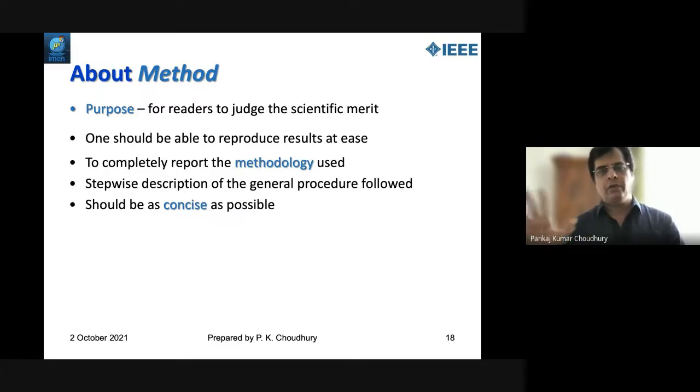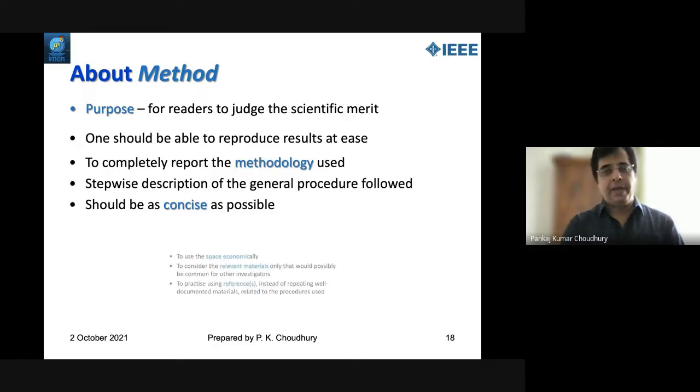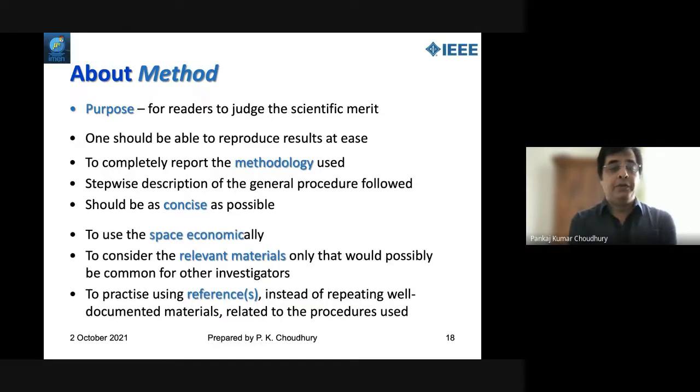Suppose you are writing some sort of formula or something, you do not need to mention the entire derivation. Remember one thing, that spaces in the journal are expensive. So try to minimize the space. Be economic in words, be economic in space. Use the space economically, and consider the relevant materials only that would possibly be common for other investigators. Okay, one must do it in this way.